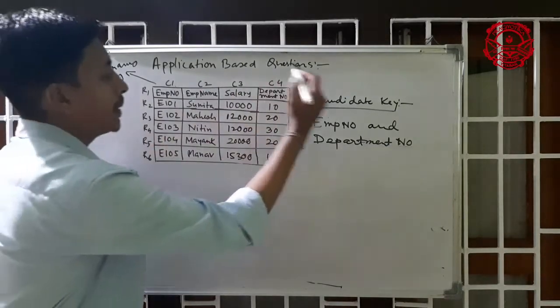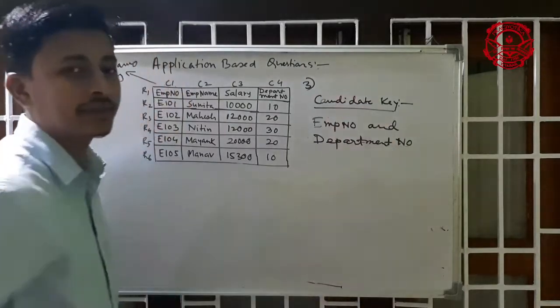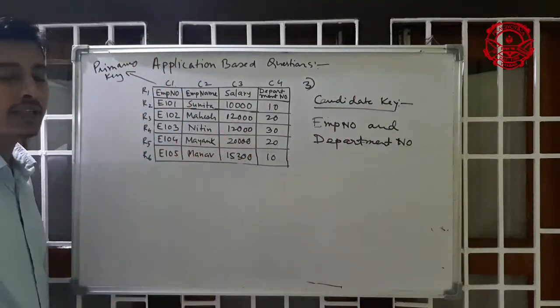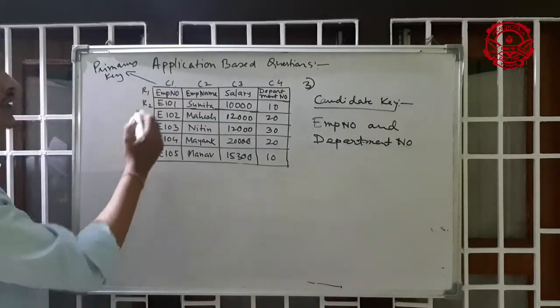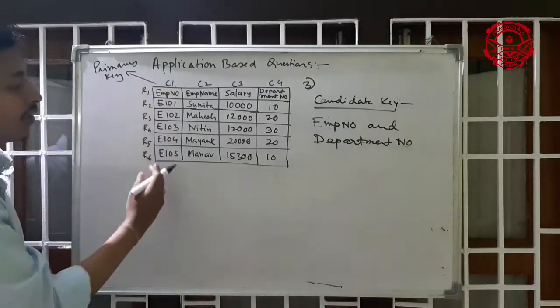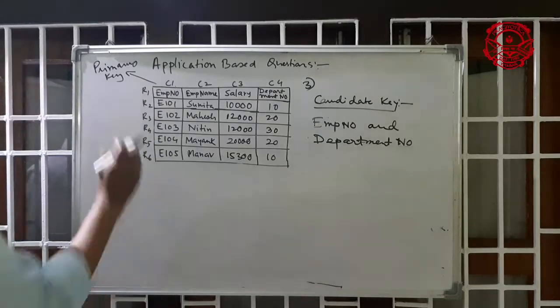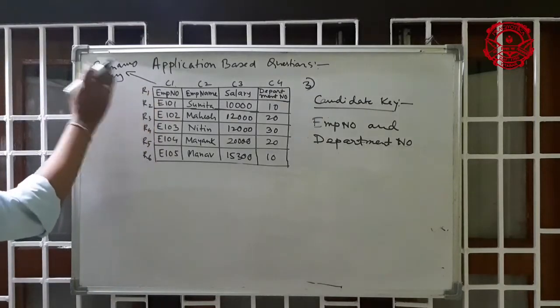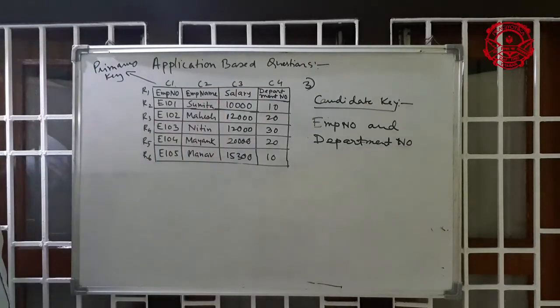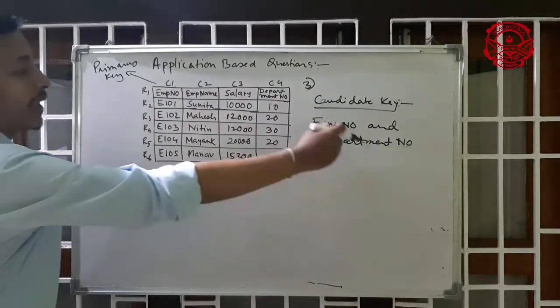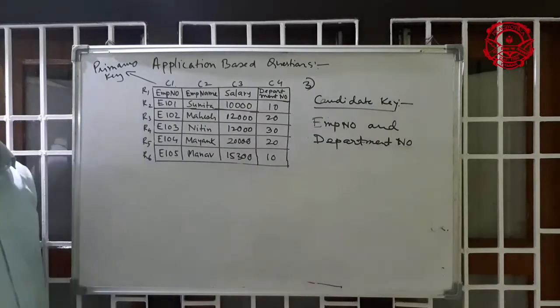But EMP number and department number both are what? Candidate key. It can be taken as a primary key, but in this table EMP number is appropriate because here you can see that all the records are unique. So that's why I am taking this EMP number as a primary key, but department number is not a primary key, it is a candidate key. So EMP number and department number both are candidate keys.